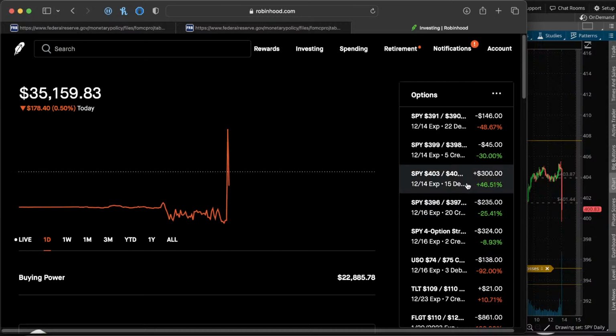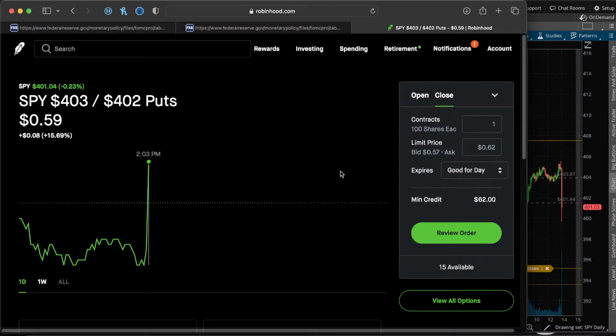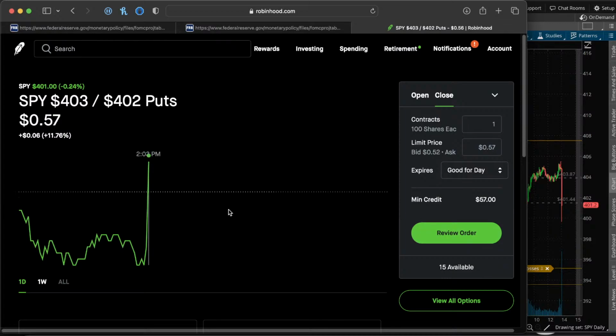Initial reaction, we're making some money. Good. These 403, 402 put debit spreads are going for 60 a piece now. Good to see that.